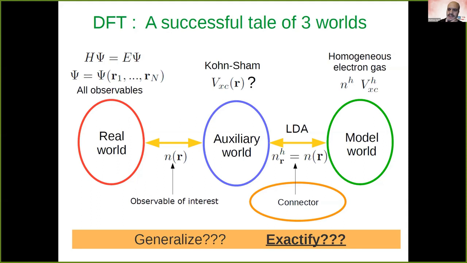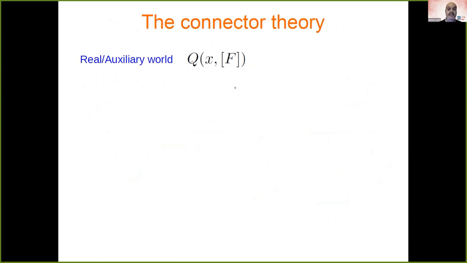And I will go to the last aspect, which is the fact that we have introduced this scheme, and we have introduced the LDA, which is an approximation. And the approximation is such that we use as a connector the local density. But we would like to ask the question, and to answer the question, whether we can make this connection between the model world and the auxiliary world exact in such a way that we obtain the exact exchange and correlation potential. And this is pretty general, so I will introduce this in a general way.